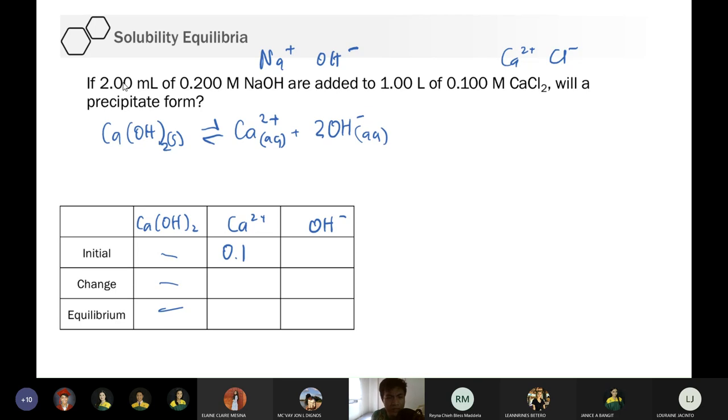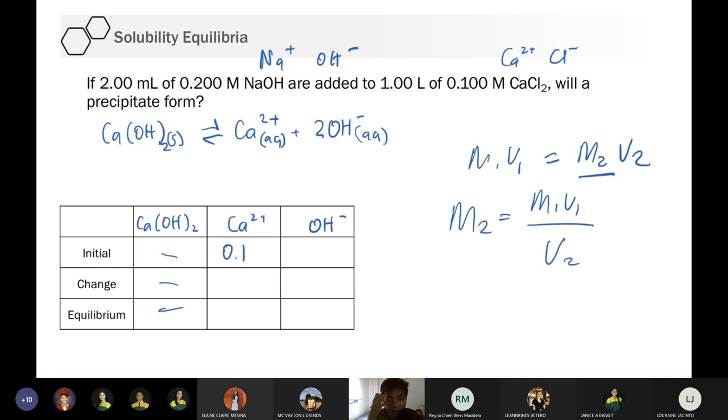Bakit? Kasi we started with 2 ml. Then yung final volume natin naging 1 liter na. Okay. So that means masyadong bababa yung ating concentration for these ions. So alamin natin kung ano yung magiging resulting concentration ng OH when we add it in our solution. Okay. So we can use the dilution formula M1V1 equals M2V2. We are solving for the final concentration. So that will be M1V1 over V2. And don't forget this equation.